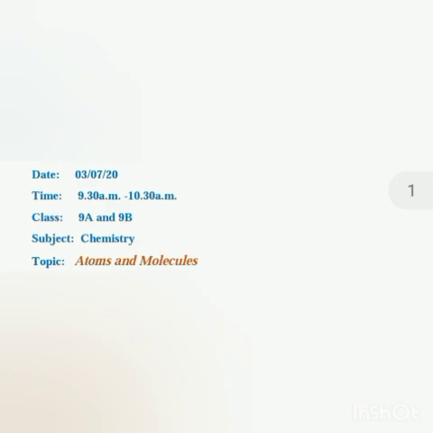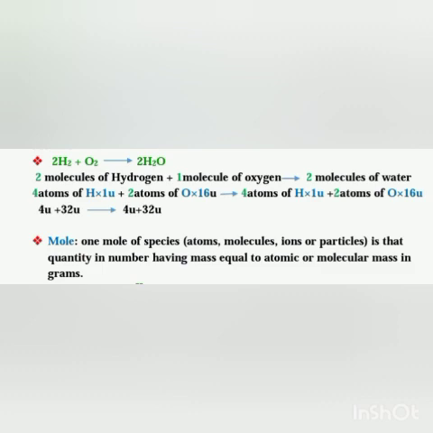Now here you first consider the first example, that is 2H2 plus O2 gives us 2H2O, means hydrogen reacts with oxygen to give water. Okay, now here you will see that two molecules of hydrogen combine with one molecule of oxygen to form two molecules of water, or if we calculate it in the form of molecular mass, then molecular mass of 4 atoms of hydrogen will be 4U. So we can say 4 units of hydrogen, it combines with 32 units of oxygen.